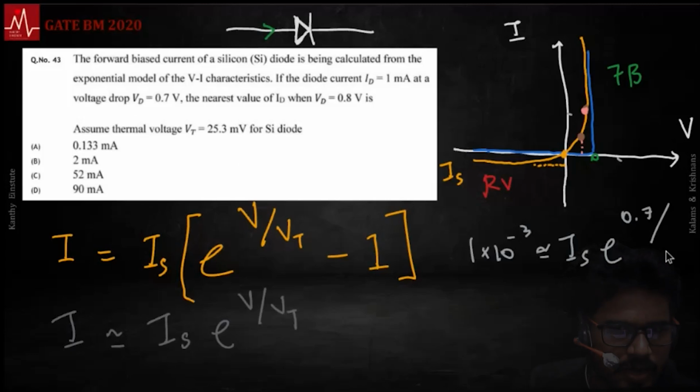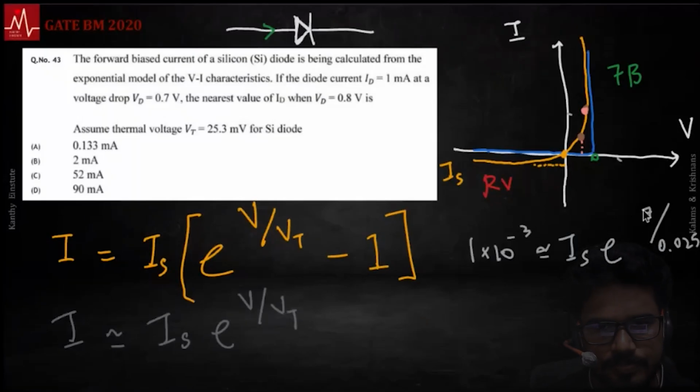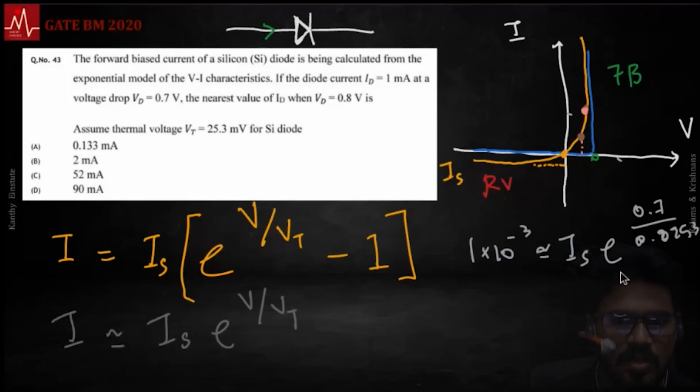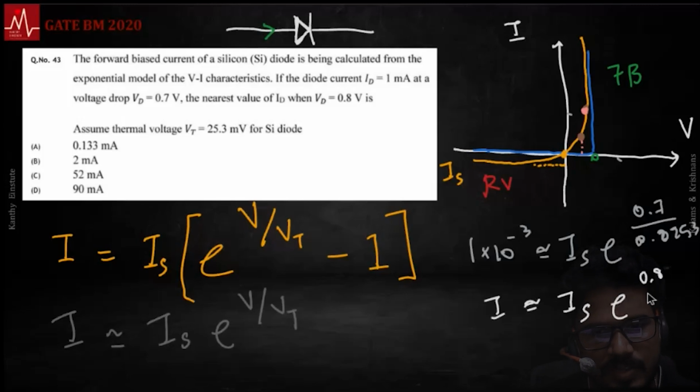Let's make the units the same. So how many volts is this, into 10 power minus 3? 0.0253 volts, right? So 0.7 by 0.0253 volts. You want this current I, approximately IS e power 0.8 by Vt, that is 0.0253.